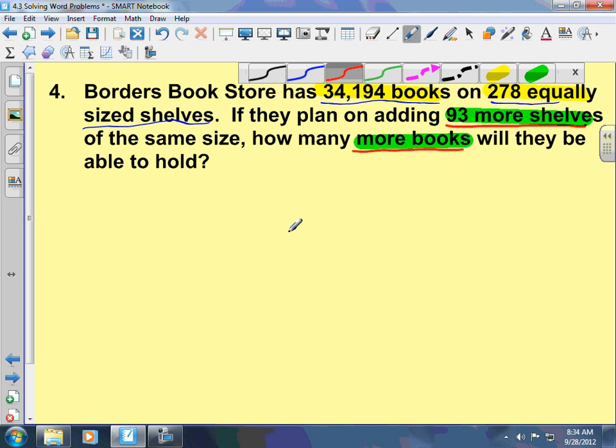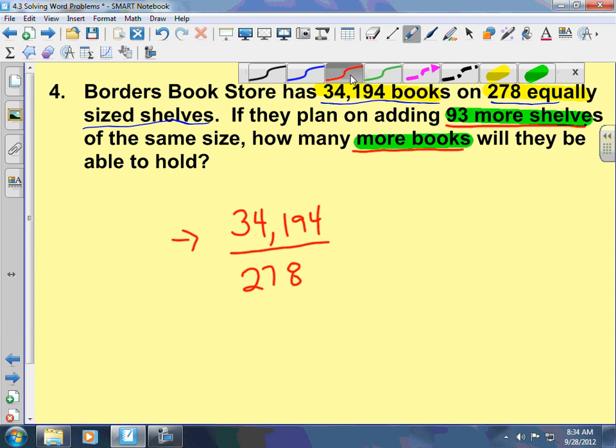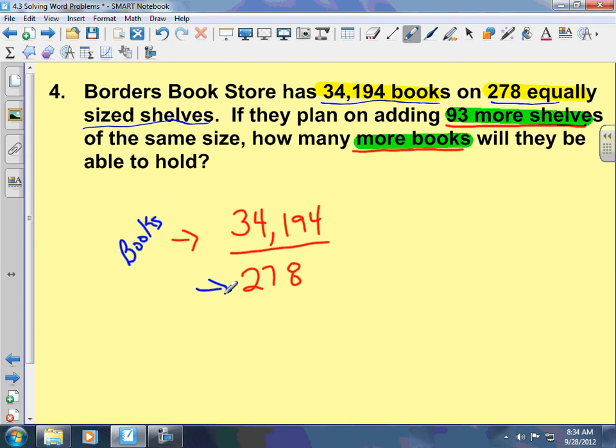Okay, so I'm going to set up a ratio, a fraction, 34,194. What goes on bottom of my fraction, guys? Shout it out nice and loud. 278 goes on bottom. So I have shelves. I'm sorry, that's wrong. I have books, and I have shelves. It doesn't matter what's on top until you get to the second fraction.